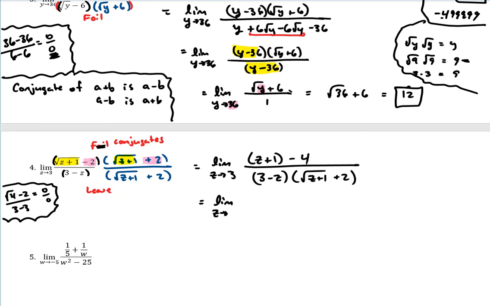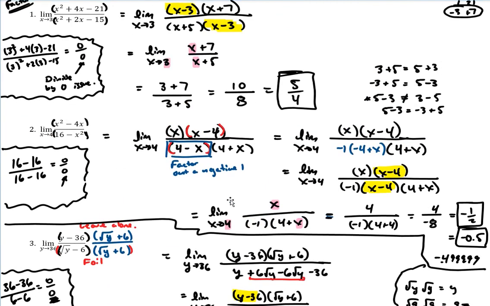Where I've got this limit is: the limit as z goes to 3 of z plus 1 minus 4, which would be z minus 3, and then I have 3 minus z down below, and then the square root of z plus 1, and then plus 2 outside the square root like that. Now we're right back to the scenario we've seen, where these two are very close: the z minus 3 and the 3 minus z. Well, our strategy for that, let me just scroll back up again.